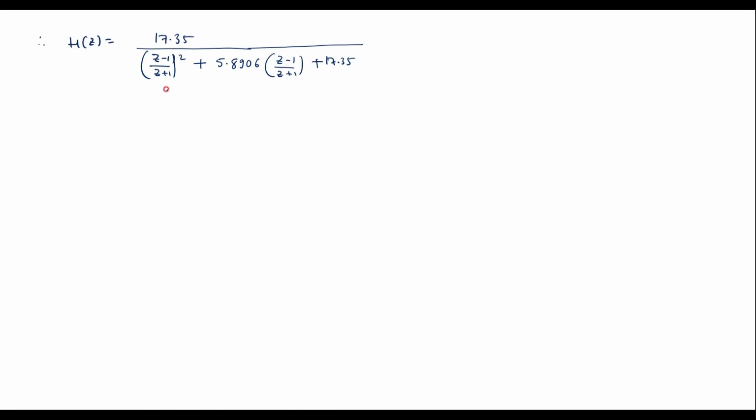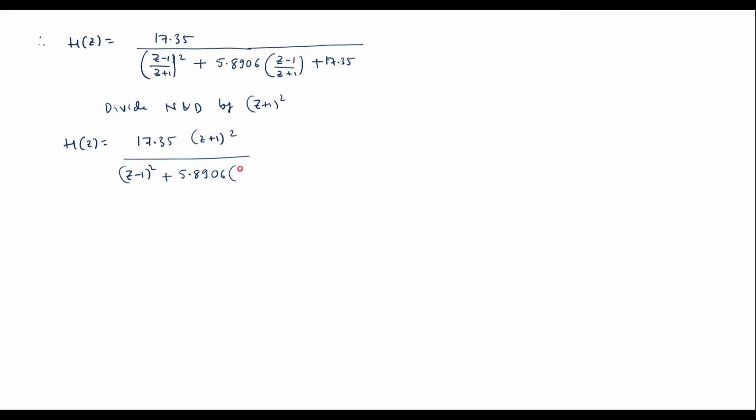We'll try to simplify this further. We'll divide numerator and denominator by z plus 1 square, so that I can represent it as H of z equal to 17.35 into z plus 1 square divided by, here this will get cancelled, the remaining term is z minus 1 square plus 5.8906, we have z minus 1 and one more term z plus 1, as one z plus 1 gets cancelled, plus 17.35 into z plus 1 square.